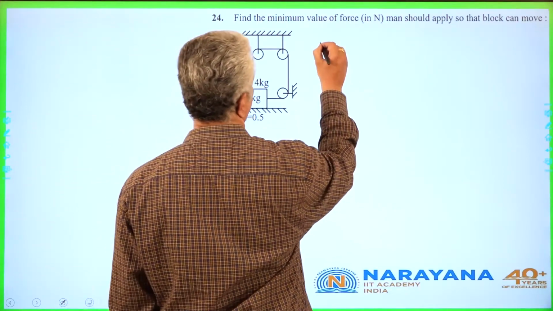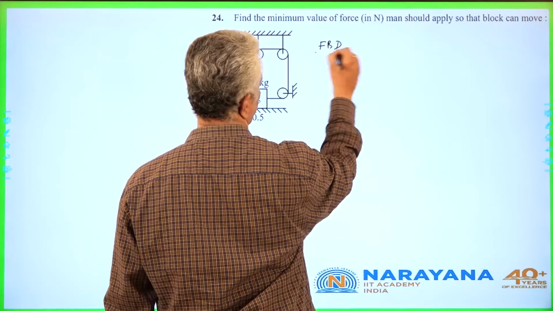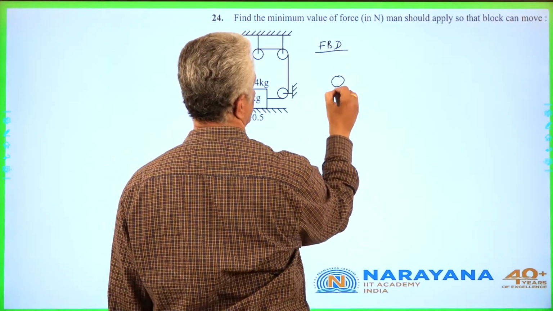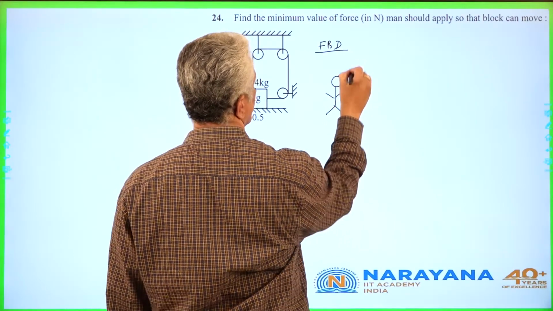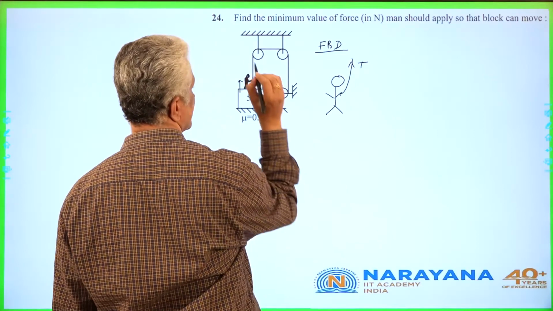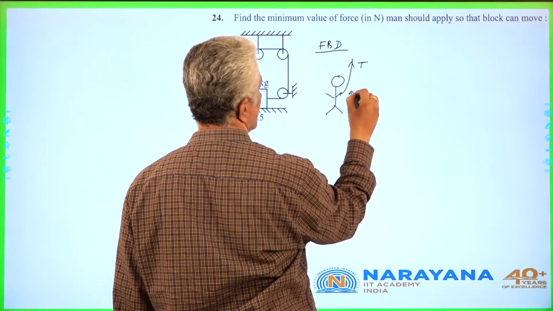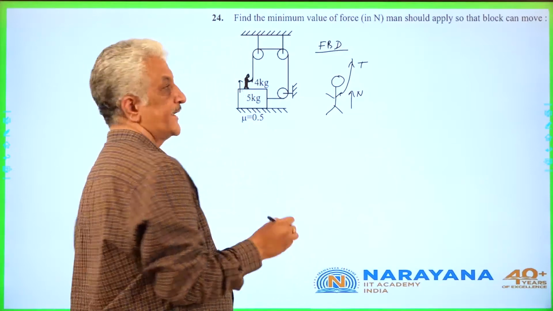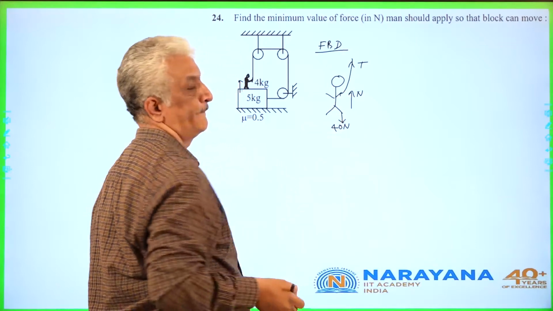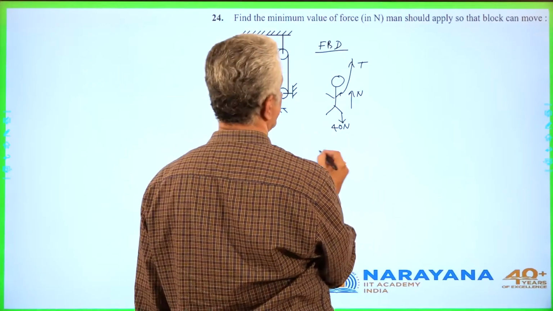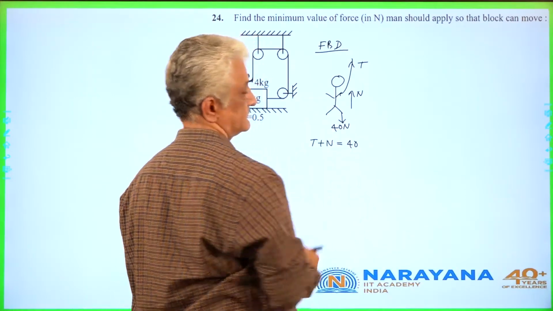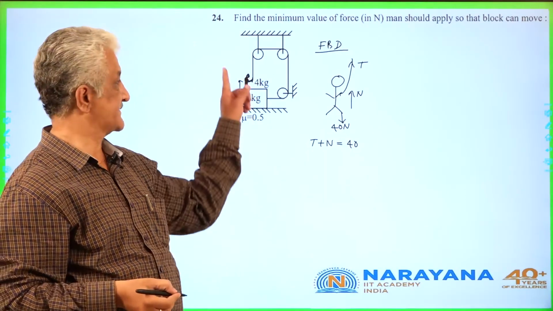We draw the free body diagram for all the questions. First, for the man who is pulling the rope upward with a tension, this surface will apply some force on this person. That is called normal reaction N here. Then the weight of this person, 4g, that is 40, will be downward. Then we write the free body diagram as T plus N equals 40 newtons. Free body diagram of the person.